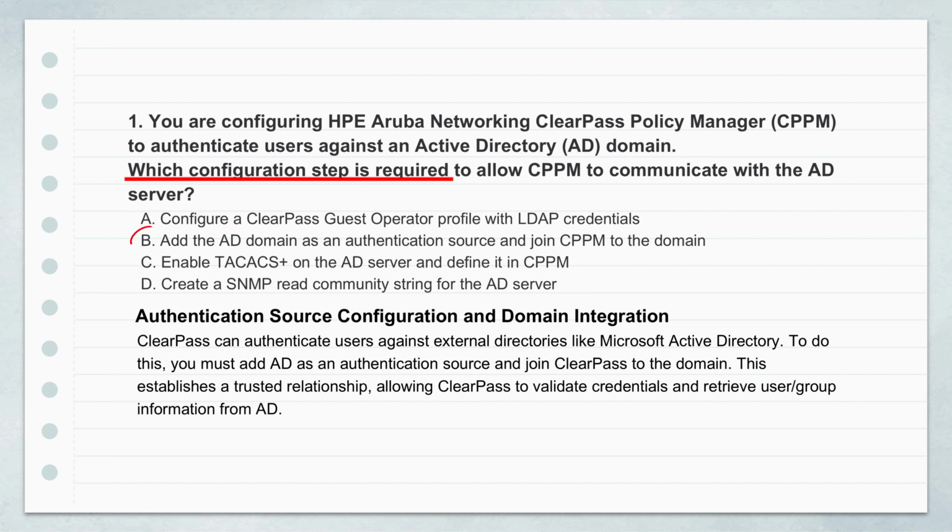And the last one, D, SNMP community strings. SNMP. That's all about monitoring. Checking the health of the server, seeing if it's up, how busy it is. Nothing to do with verifying user identities for network access. Okay, so bottom line. For ClearPass to use AD for user authentication, you absolutely have to join it to the domain first. That creates the necessary trust and communication path. Exactly. It's the handshake. It lets ClearPass work with AD to figure out who's allowed on the network.